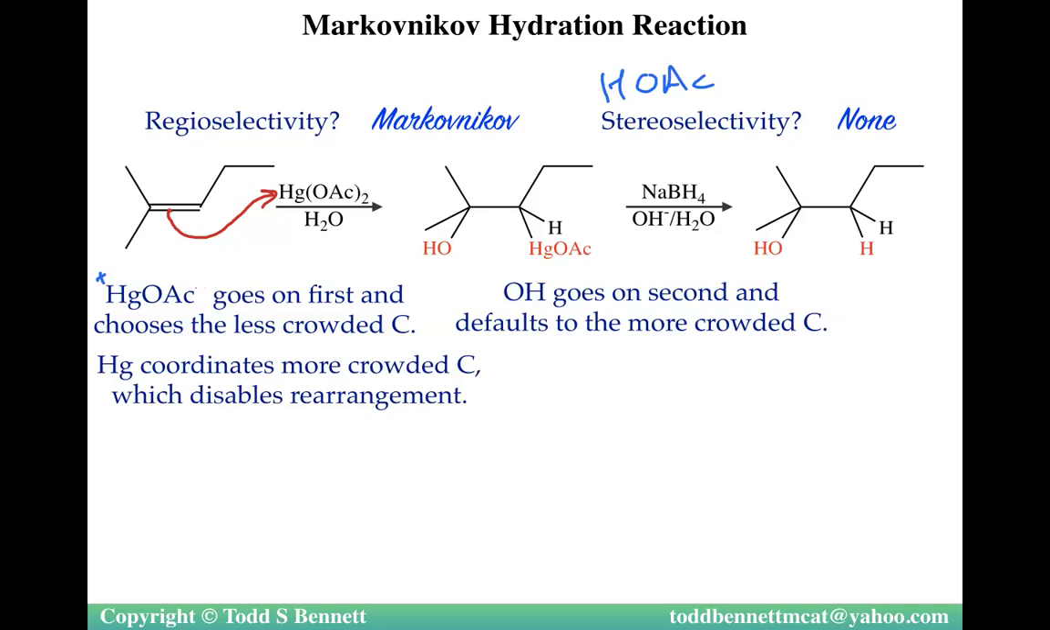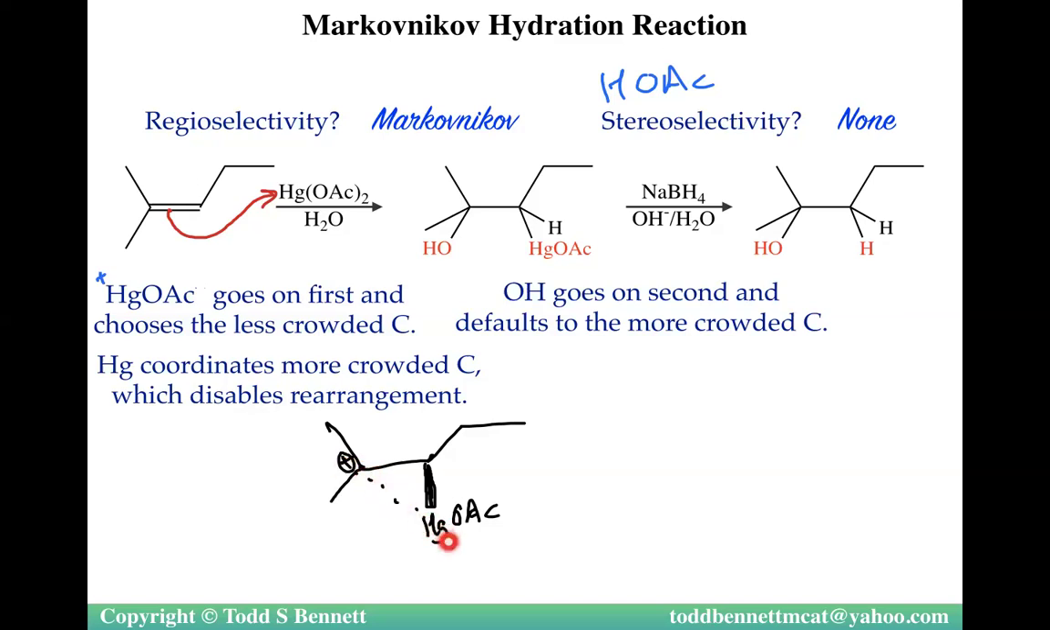So Hg coordinates the more crowded, which disables the rearrangement. So what this means is, and I'll show it in the intermediate on the next slide, but when it goes on, Hg forms a bond to the carbon, but it also forms what's known as a coordination site. So it coordinates the carbocation. So the carbocation I have formed here is coordinated to this Hg.